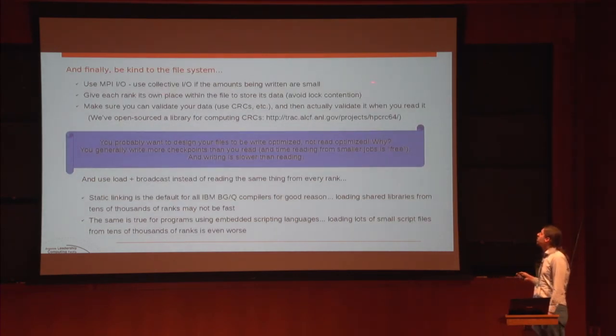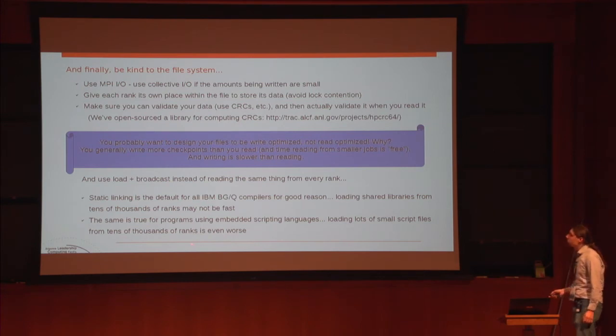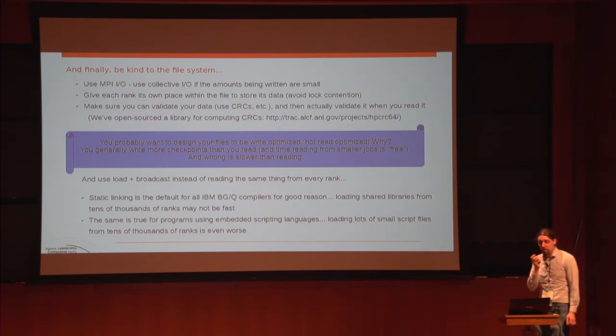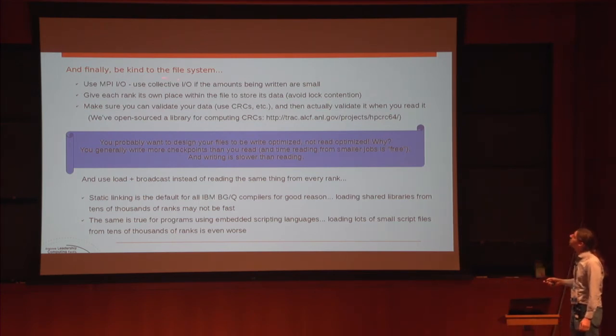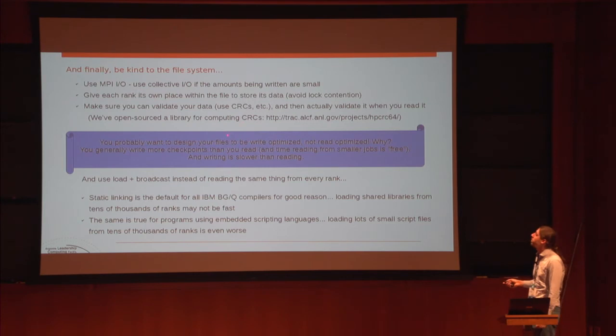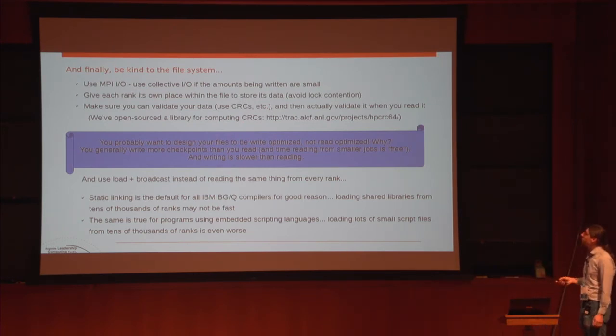Okay, and also most codes need to do some kind of I/O, and I'll mention a few quick things about this. One is that when you're running a large-scale application, I/O often becomes an unfortunate bottleneck. You should remember to use collective I/O or some library that will do that for you, like HDF5, if you're writing small amounts of data. If you're writing large amounts of data, you probably don't want to use collective MPI I/O.